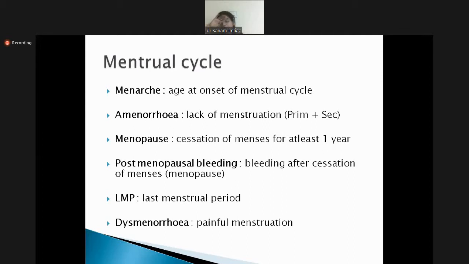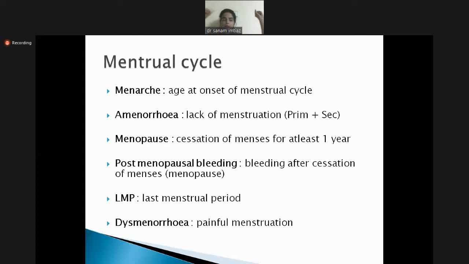Sorry, my bad. Primary amenorrhea is when a woman has never had menstrual cycle. She's never reached the age of menarche. And secondary amenorrhea is when a woman had her menses, but now she's become amenorrheic for any reason. So if that duration falls into 1 year period, that is called menopause. But postmenopausal bleeding, like I mentioned earlier, is bleeding after cessation of the menses after menopause.